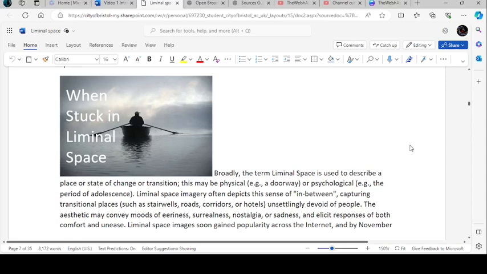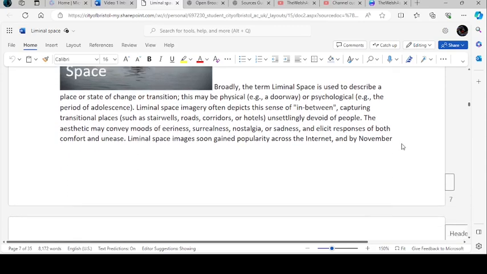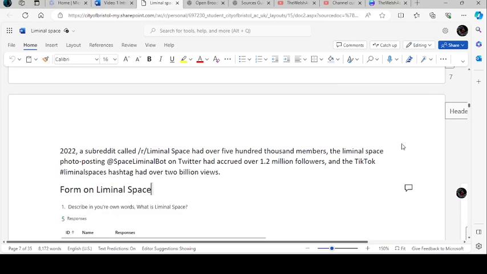Liminal space images soon gained popularity across the internet, and by November 2022, a subreddit called r/liminalspace had over 500,000 members. The Liminal Space photo posting bot on Twitter had accrued over 1.2 million followers, and the TikTok hashtag liminal spaces had over 2 billion views.